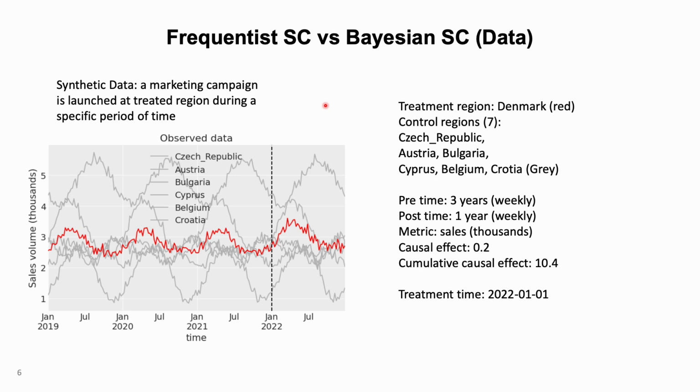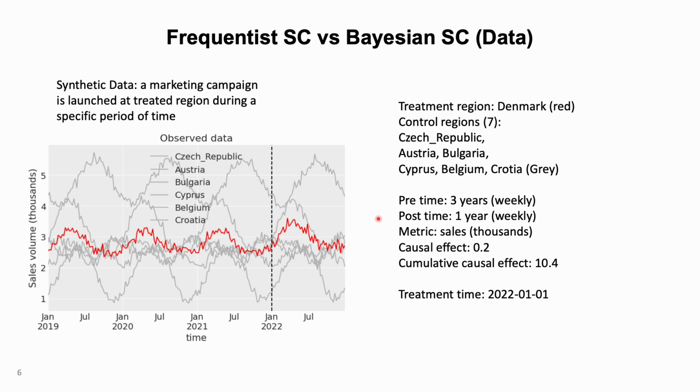The synthesized data follows a Gaussian process with a periodic kernel to mimic yearly seasonality, which often occurs in real data, as shown in this figure here. And the treatment region is marked as Denmark and highlighted in red, whereas the 7 control regions are depicted in gray in this figure. As for treatment time, it was selected as 2022 January 1st, as shown in the dashed black line here.